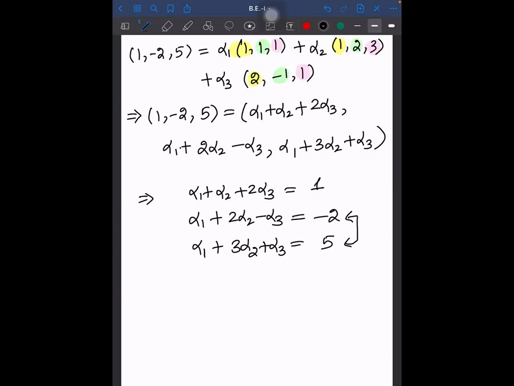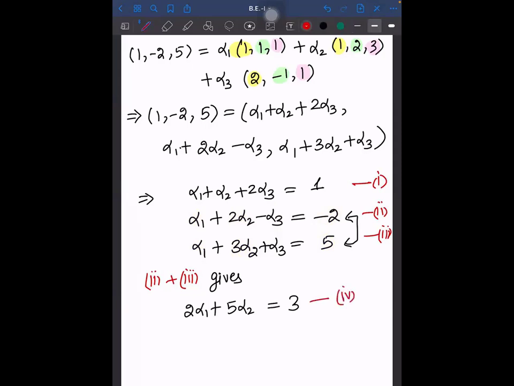So I'll call them 1, 2, and 3. First of all, you add the second and third. So this gives 2 alpha 2 plus 3 alpha 2, which is 5 alpha 2, alpha 1 and alpha 1, 2 alpha 1, and -2 plus 5 is 3, and these two alpha 3 terms get cancelled. So the resulting equation is 5 alpha 2 plus 2 alpha 1 equals 3, and we call it the fourth.